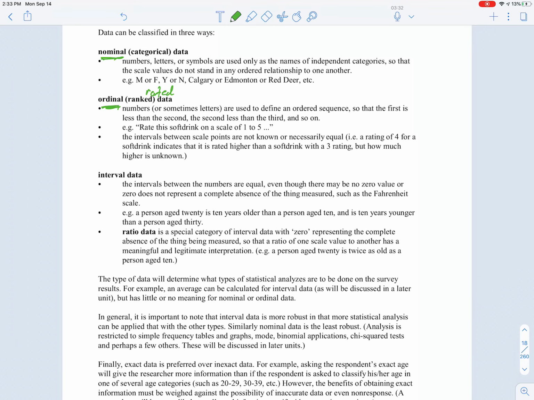Similarly, if I asked you to rate some movies, is my 9 the same as your 9? And again, we don't know that. Is my 8 the same as your 8? Is the difference between the two the same? And again, we don't know. So that's when we're dealing with ordinal data.